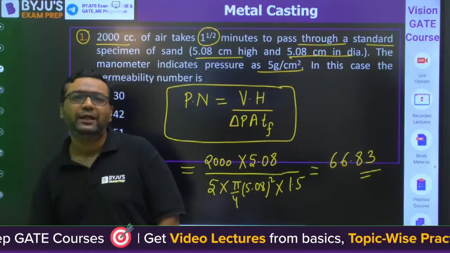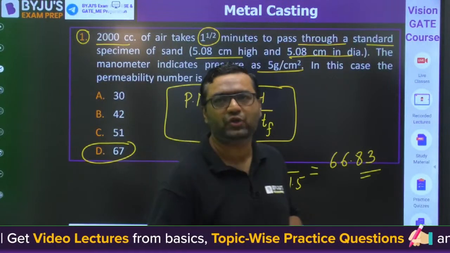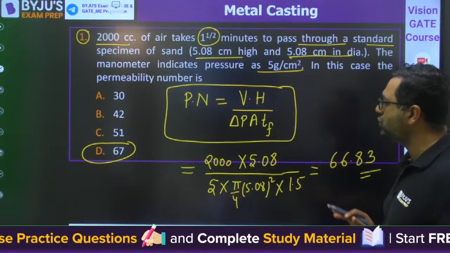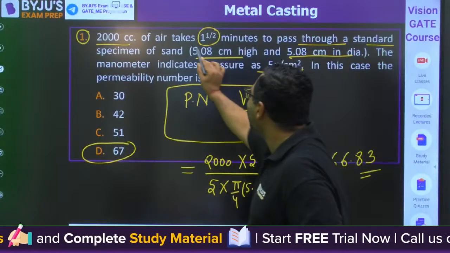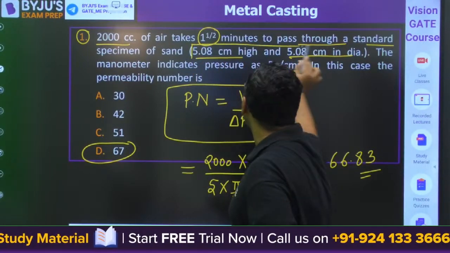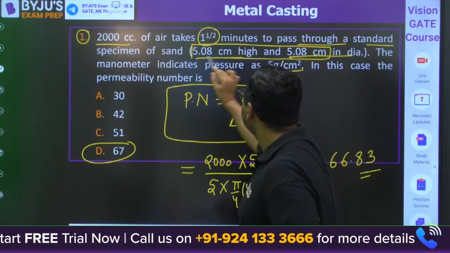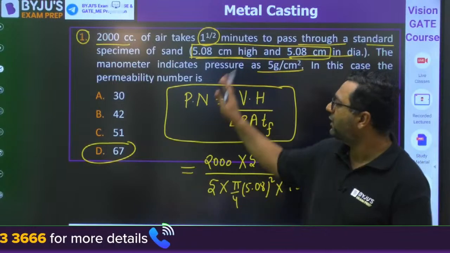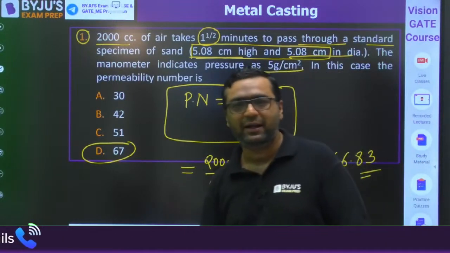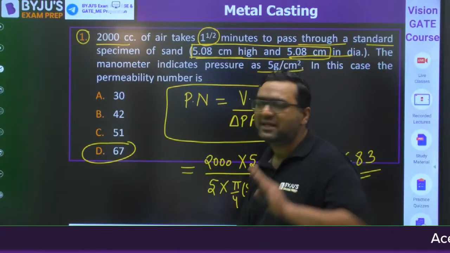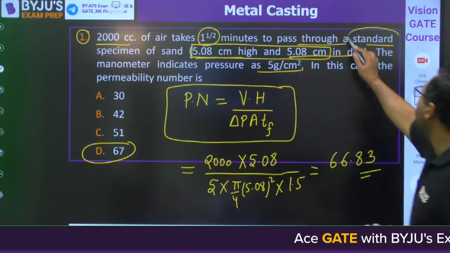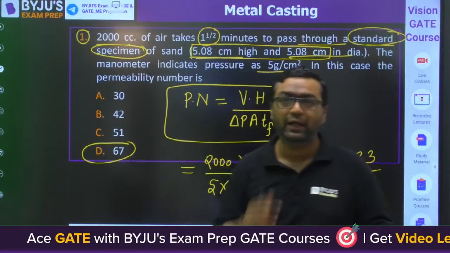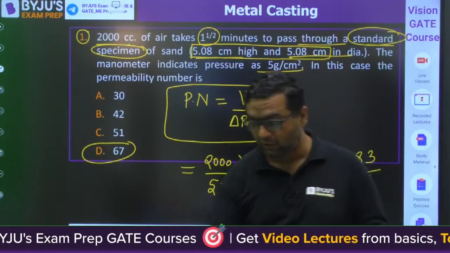Here I would like to tell you one thing in this question. Whenever you have this type of question, if they are not giving the diameter and height, you need to remember them. Many questions have been seen in the GATE PI paper where they have not mentioned the diameter and height. Whenever they say standard specimen, it is understood that the size will be the same. You need to take care of that all the time.